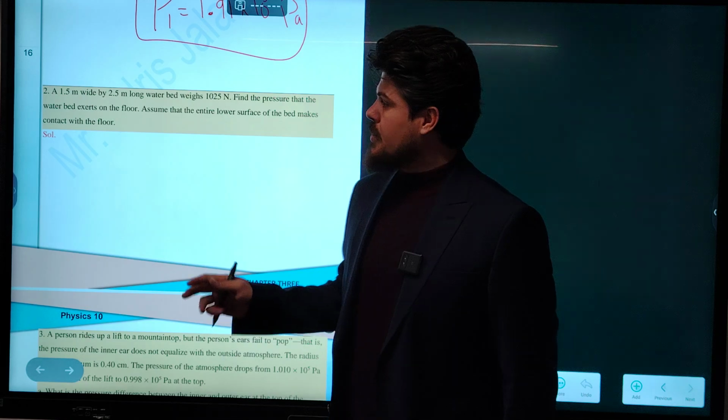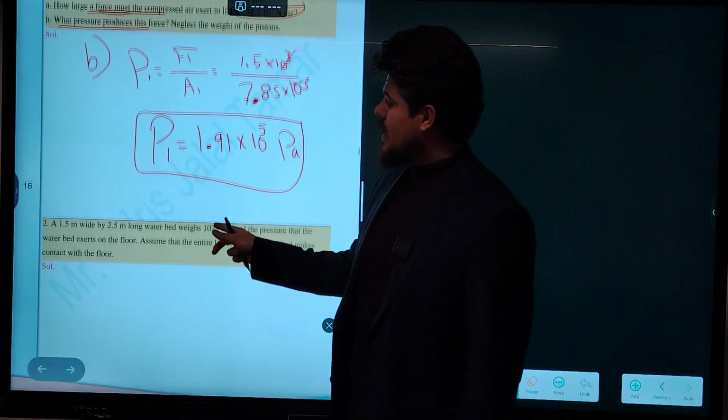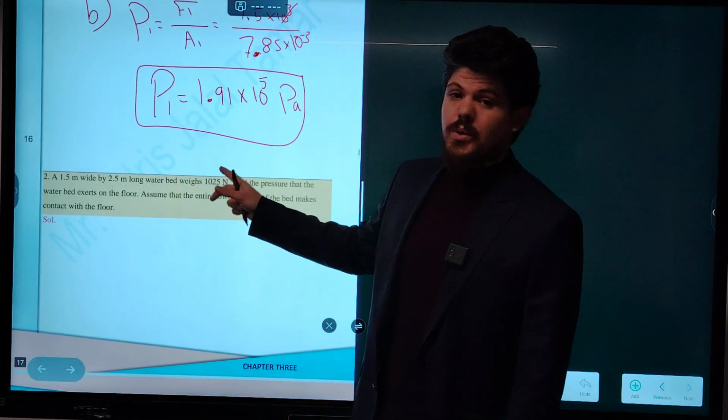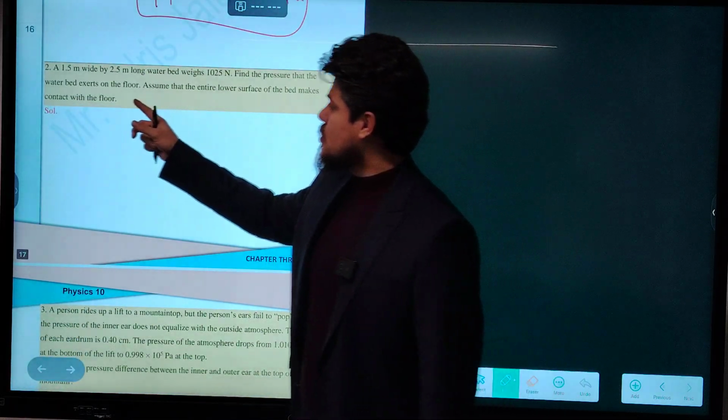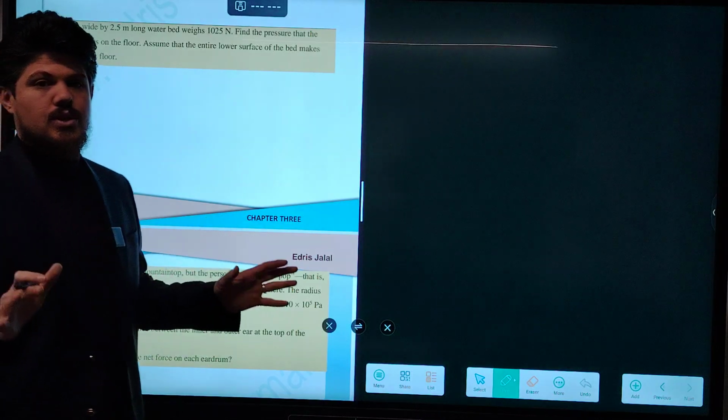In a previous lesson, we stopped here in practice 3B, question 2. We solved question 1 and the sample problem 3B. Now we are going to solve question 2 in practice 3B about the pressure.